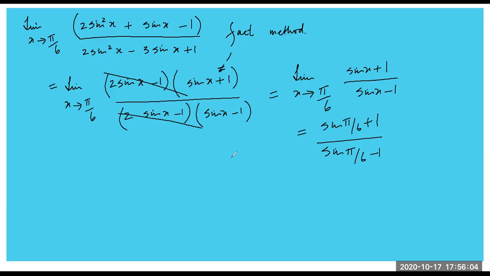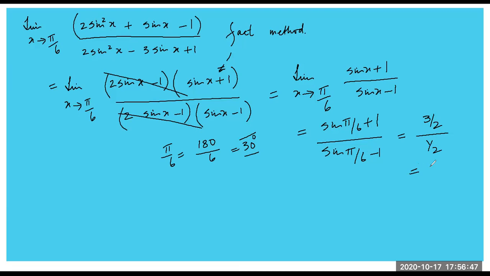Remember, the limit of a polynomial function can be found out as the value of the function at the prescribed point. So now sine pi by 6, you should be knowing it. Anybody knows the value of sine pi by 6? Sine pi by 6 is 180 by 6, that is equal to 30 degrees. So sine 30 is how much? 1 by 2. So this becomes 1 plus 1 by 2 is 3 by 2. And here it is 1 by 2 minus 1.